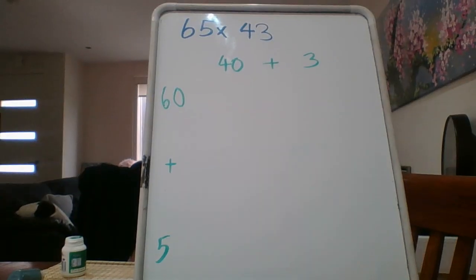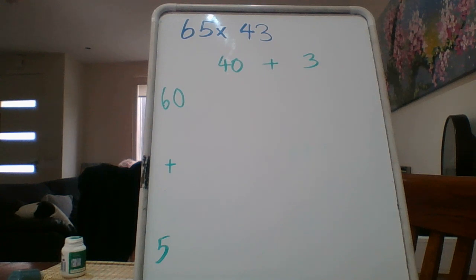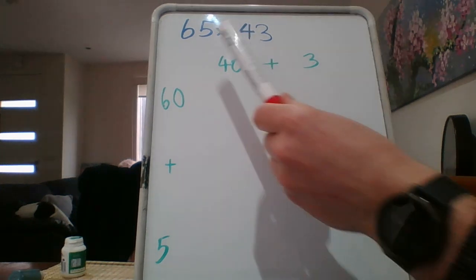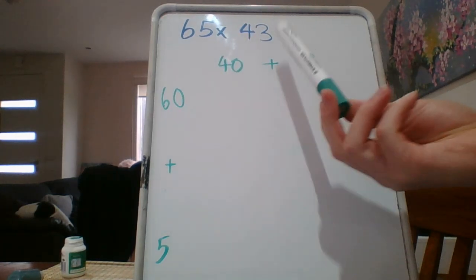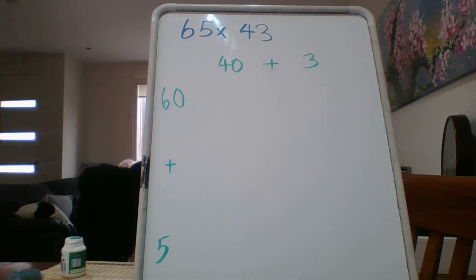Hi everyone. In this video today, I'm going to be showing you how to use the area model to multiply two-digit numbers by two-digit numbers. Now, we have a multiplication problem here which says 65 times 43, or 65 multiplied by 43. What you need to do first is write these two numbers in expanded notation.